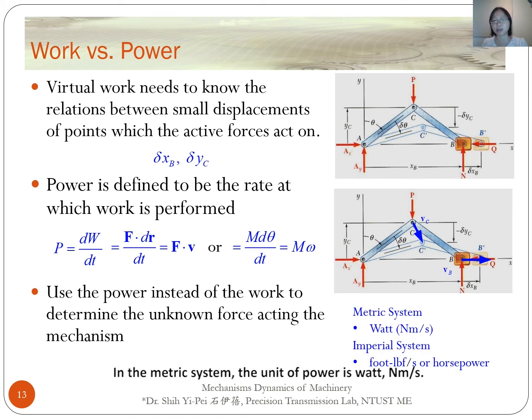In the metric system, the unit of power is the watt, Newton meter per second. When measuring in the imperial system, the unit is either foot-pound force per second or horsepower. Horsepower is defined as the power that a horse gives when pulling. We need to know 1 horsepower is equal to 550 foot-pounds force per second.